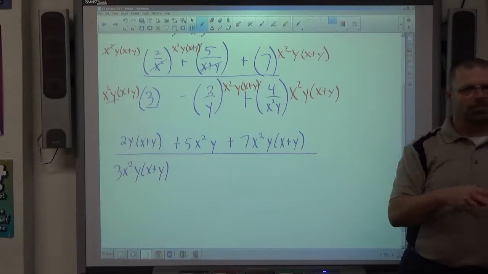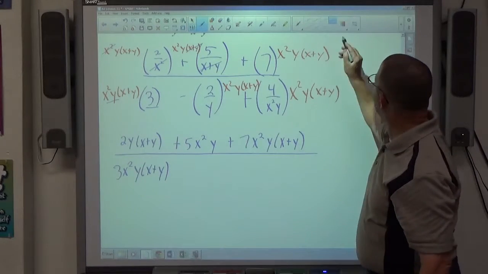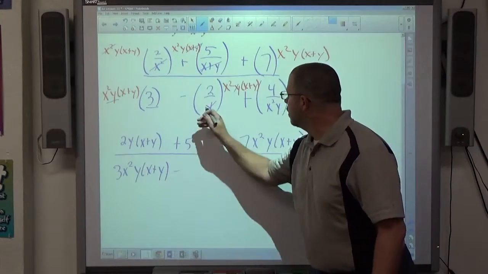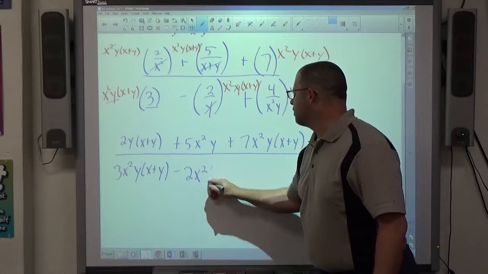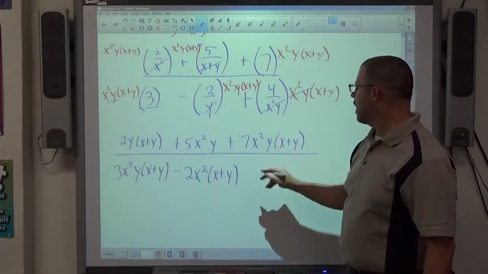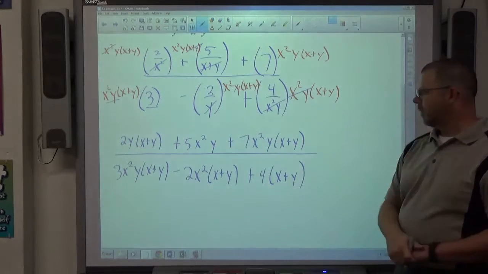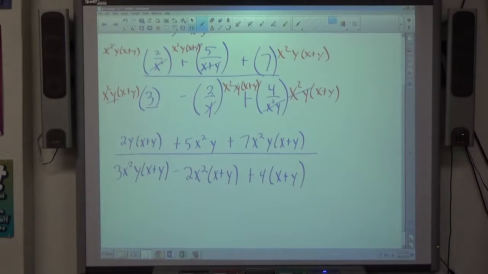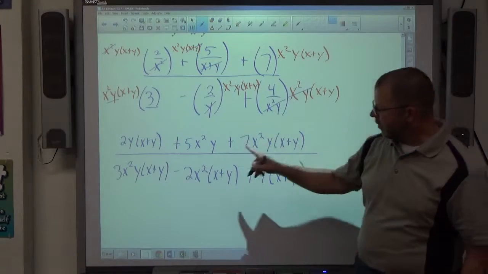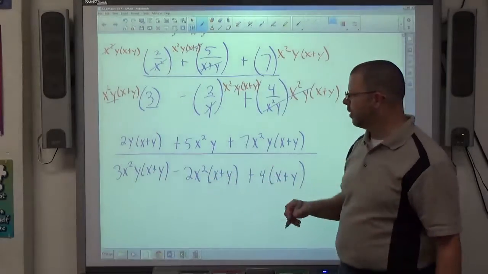It's not wrong, it's just a little uglier and harder to deal with. So put all your single object stuff in front. This y cancels that y, so I'm left with minus 2x squared times x plus y. And that x squared y cancels that x squared y, leaving me with plus 4 times x plus y. And again, that is in parentheses form still, so now my next step would be to distribute. The only careful distribution I have to do is right here. That's a negative 2x squared, distributing a negative. The sign goes with it.